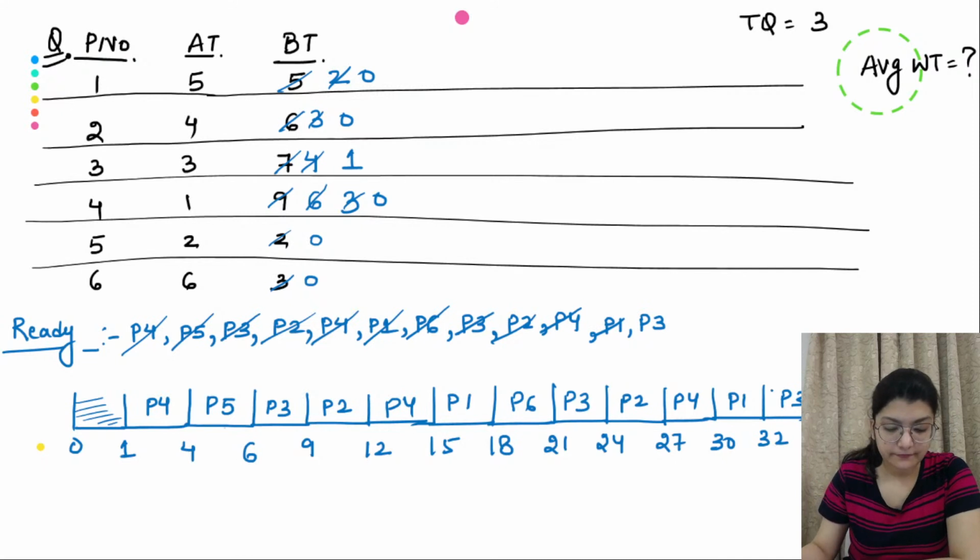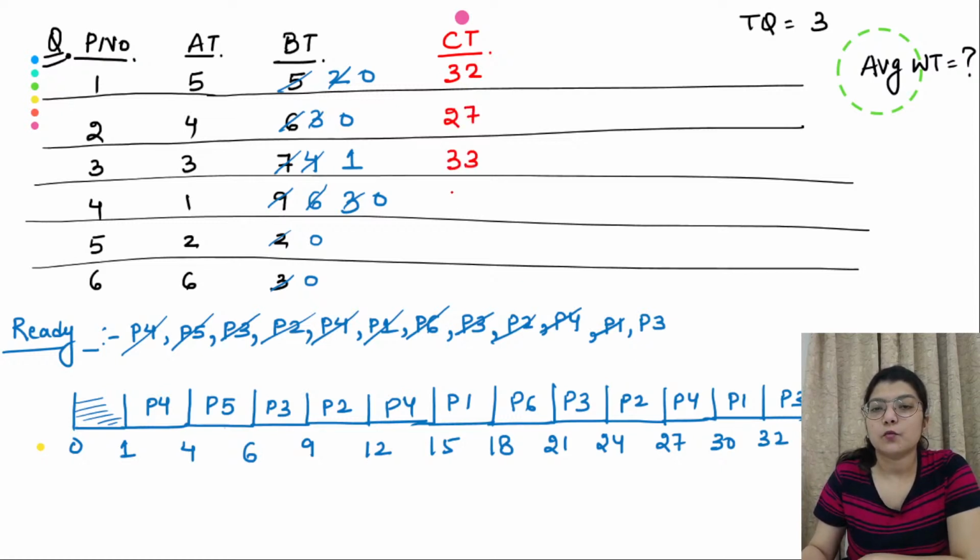Correct? Then what we have to find? Now we have to find completion time. So completion time we can find from this only. So what is the completion of P1? 32, P2 27, P3 33, P4 30, P5 6, and P6 21.